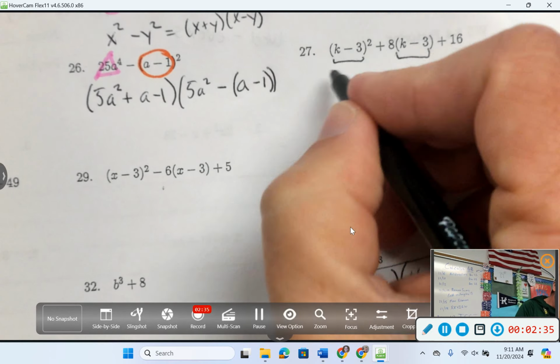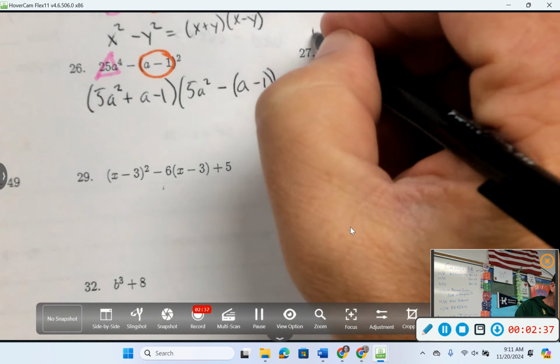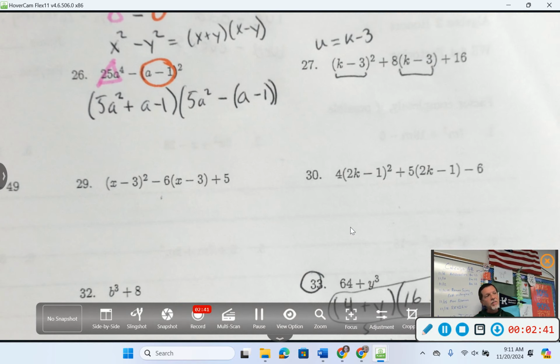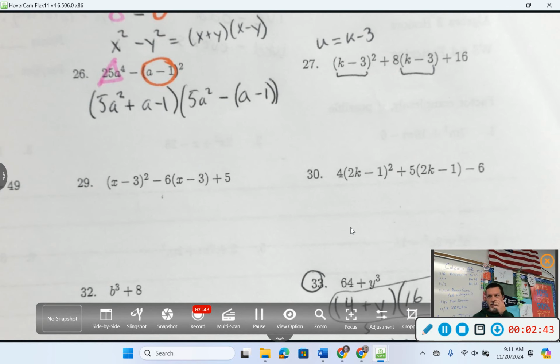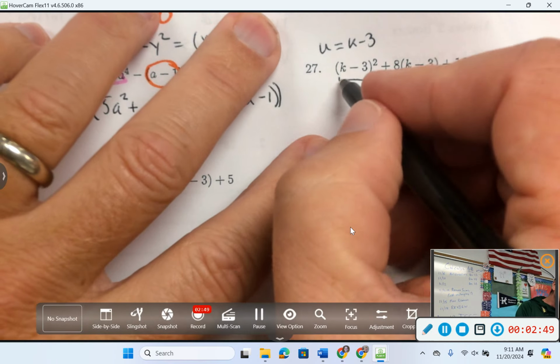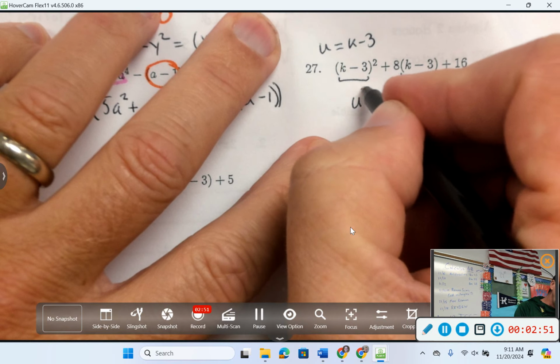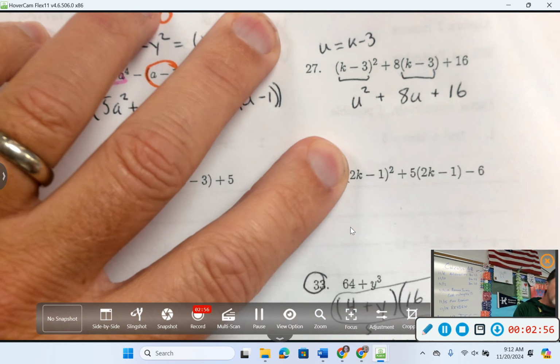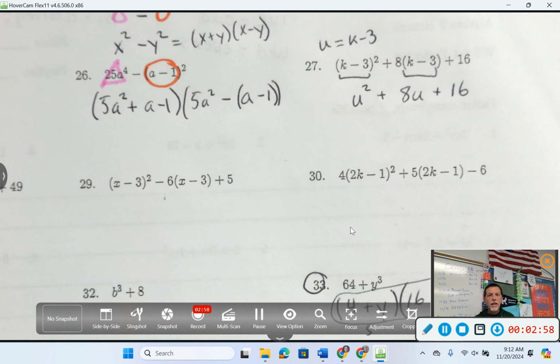And that is, look, the k minus 3 is kind of messing me up here. So I'm going to replace k minus 3 with something else that makes my life a little easier. Like, wait, you're allowed to do that? You're allowed to do that as long as you fix it later. So wherever there was a k minus 3, I'm going to put a u. Hopefully when you do that, you're like, oh, that looks a lot easier. I can definitely factor that.